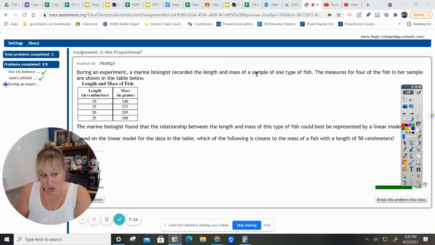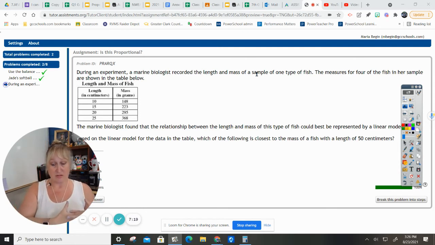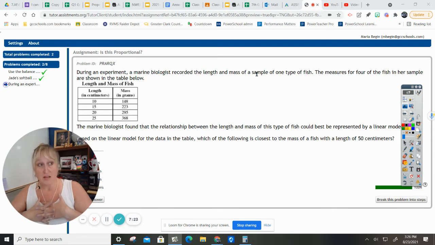Since it's linear, that means it's proportional. A proportion has to be a line that goes through 0. We've heard that 3 times. I'm sure I'll have to say it a bunch more times so that we remember.